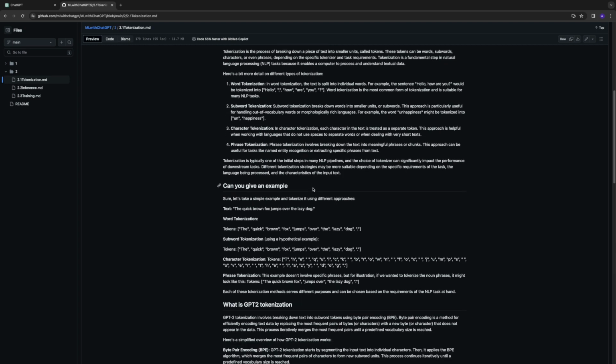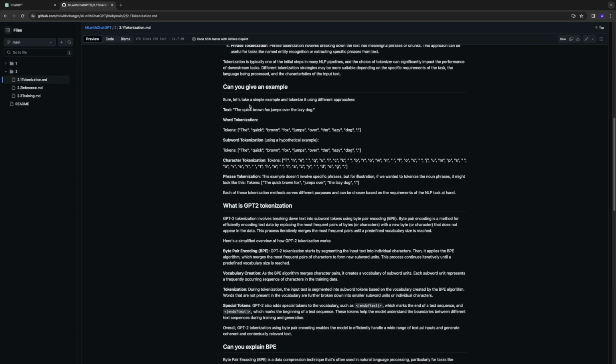Let's take a look at an example. If we have the text, we can do word tokenization, and also subword tokenization, and also character tokenization, where you take each character, and you can also do phrase tokenization.